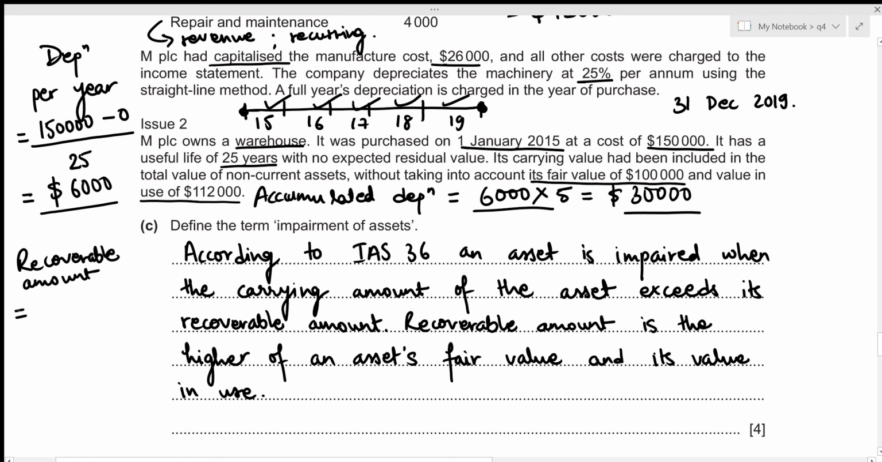So recoverable amount is going to be the higher of the fair value and its value in use. And we can see that fair value is 100,000, whereas the value in use is 112,000. Clearly, the higher one is the value in use, so recoverable amount is going to be 112,000. And the impairment loss occurs only when our carrying amount is higher than this value of our recoverable amount, right?